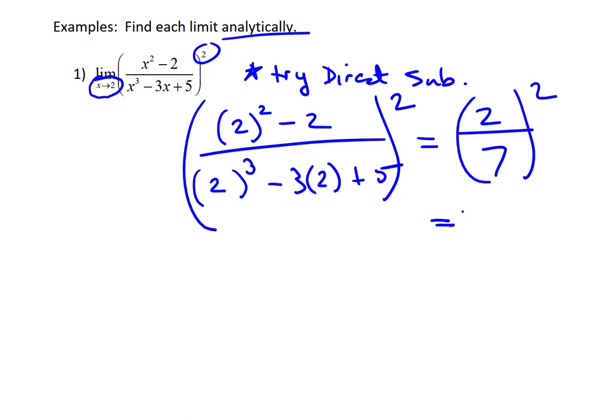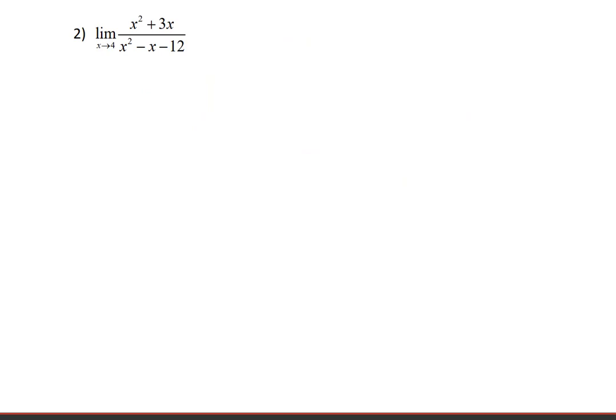Okay, so we ended up with 2/7. But if we square that, we'll end up with 4 over 49. Of course, that is a real number, and so we're done. That's the limit. Yes, finding a limit can be that easy. Of course, it's not always, but if direct substitution gives you a real number, you're done. Let's try a second example.